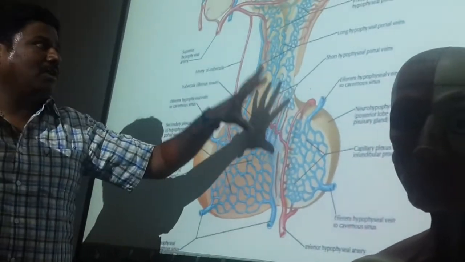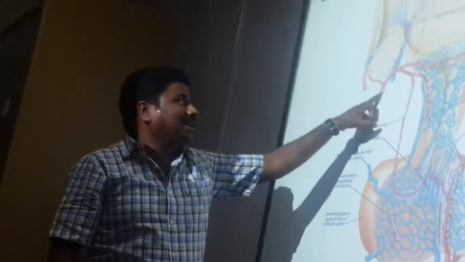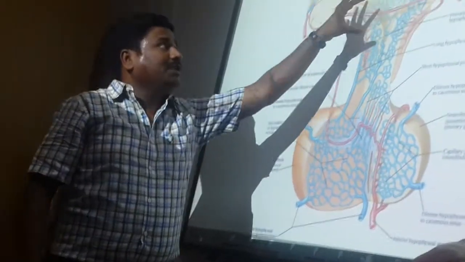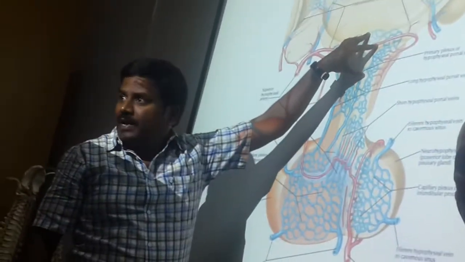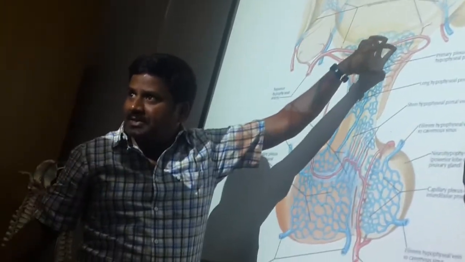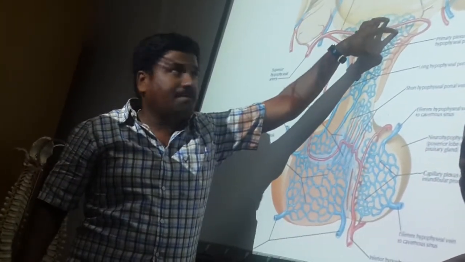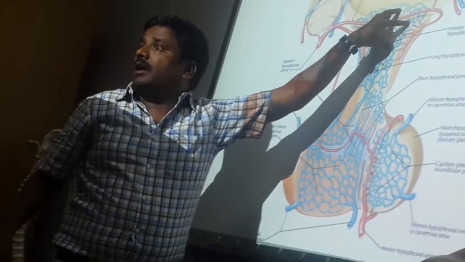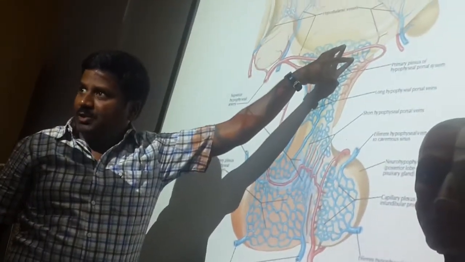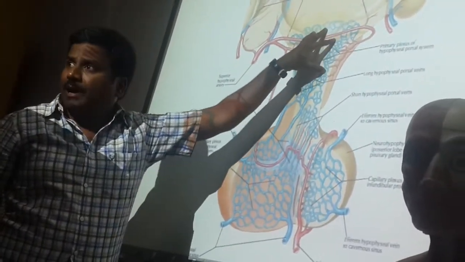So why I am explaining this point is, portal system means you have different sets of capillary networks. See here, this superior hypophyseal artery, it is branching. So here you have tufts of capillaries, groups, bunches of capillaries. So this is what part? This is hypothalamus, okay? So here it supplies hypothalamus.